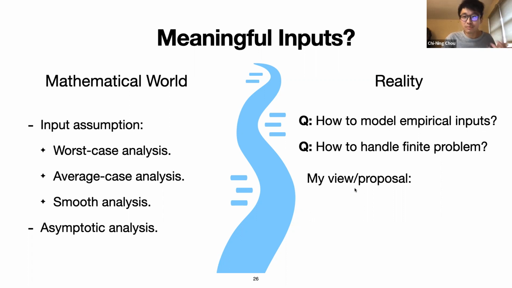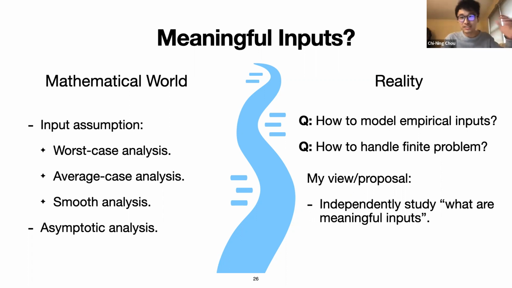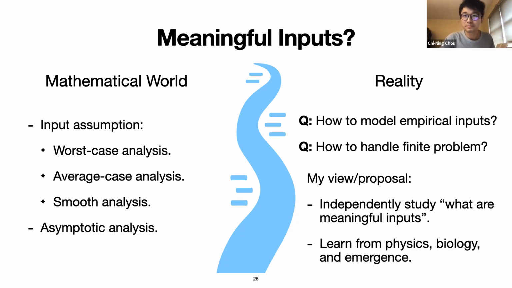So my view and my proposal to answer the question is that maybe we need an independent study of what meaningful inputs are. This is maybe worth focusing on, even regarding how to solve the problem. And this is in particular very well studied in physics and biology, because they care more about specific cases. So maybe we should gain some inspiration from them.